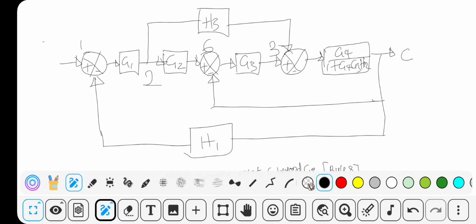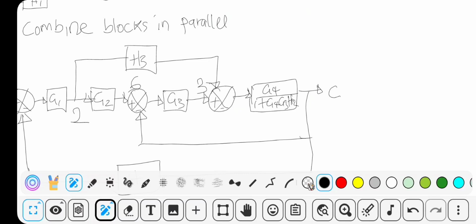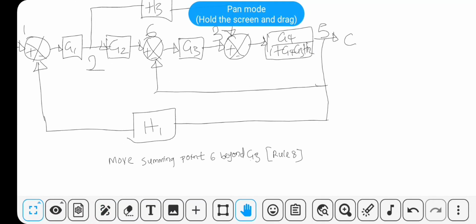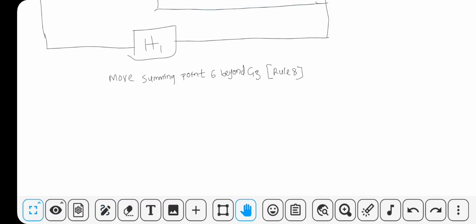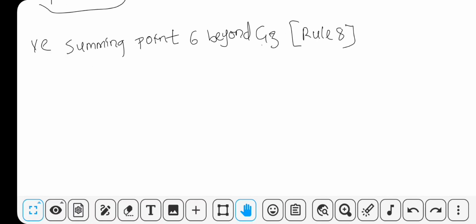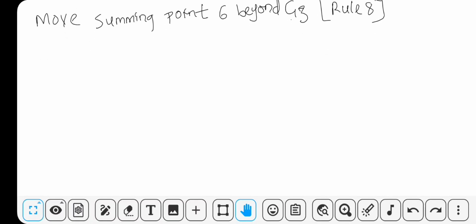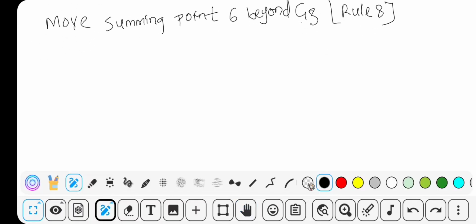And this is 5. This is summing point 6. From here, this is summing point 6. So we want to move it beyond G3. Doing that should give us this.